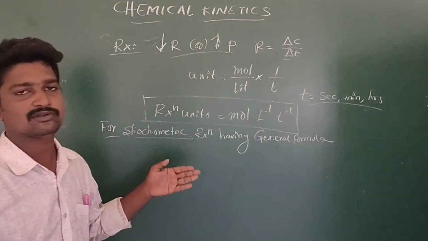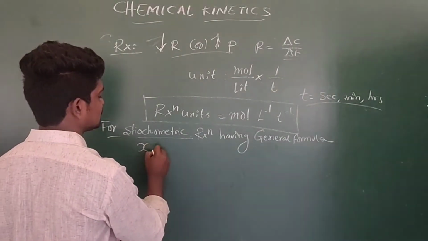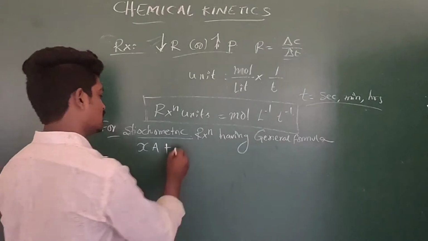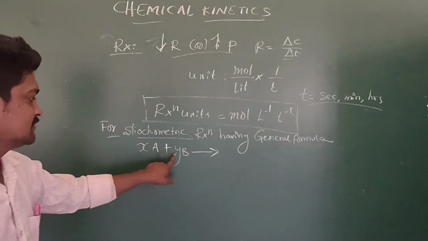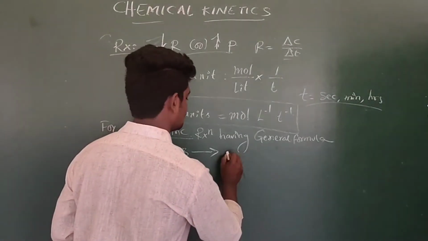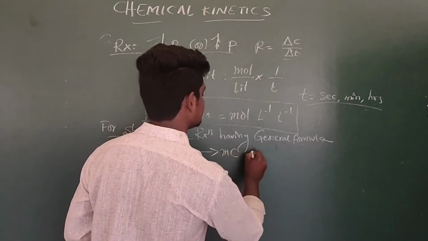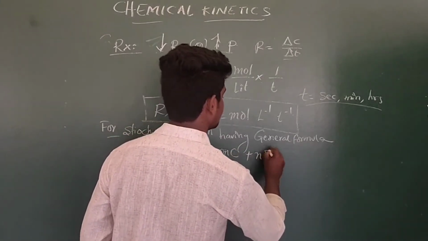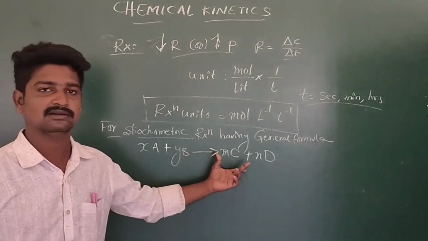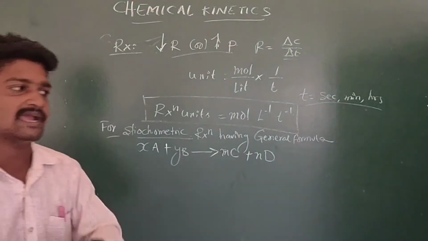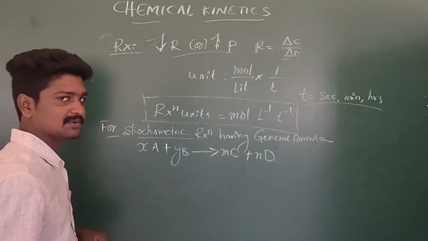So that is the rate equation. The general one is xA plus yB gives rise to mC plus nD, the general stoichiometric formula. I will illustrate an example.